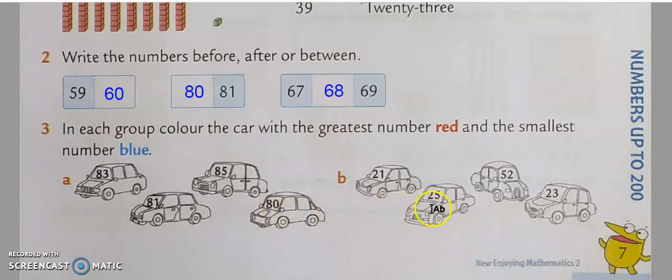Same here in the next picture, four numbers are there: 21, 25, 52 and 23. So which one is the greatest number? That is 52. So you have to color this car with red, and the smallest number, that is 21. So you have to color this car with blue. Understood? I hope all of you understood this. And now we will go to the next page.